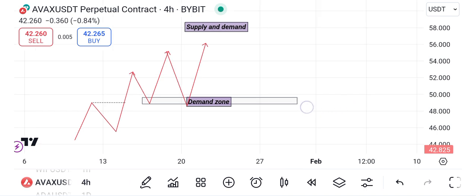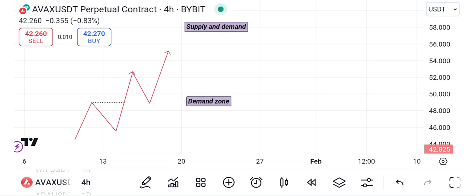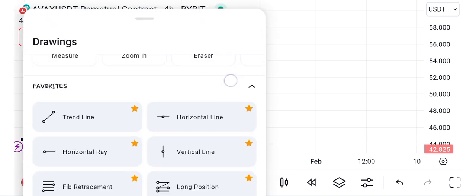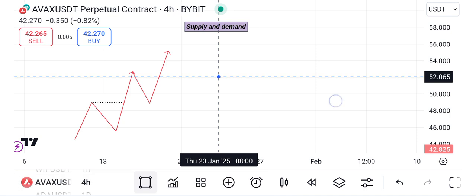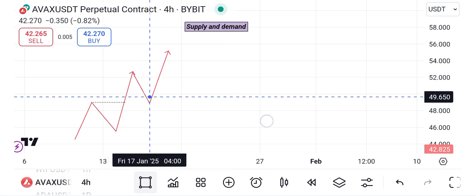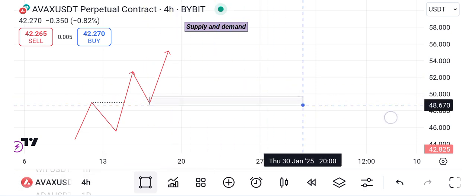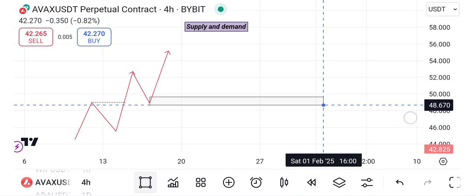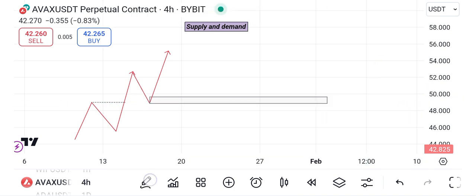Now, one thing you should take note of when trading supply and demand or point of interest is that we call it point of interest, we call it demand zone. The reason we call it this is because it's a zone. It's a zone, and anything can happen in that zone. We trade with probabilities here.